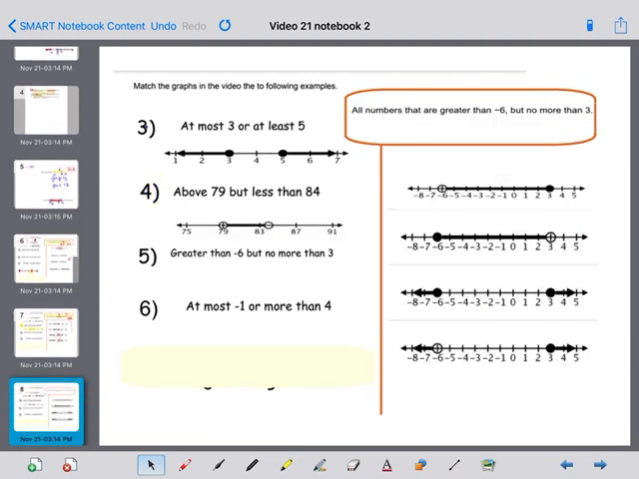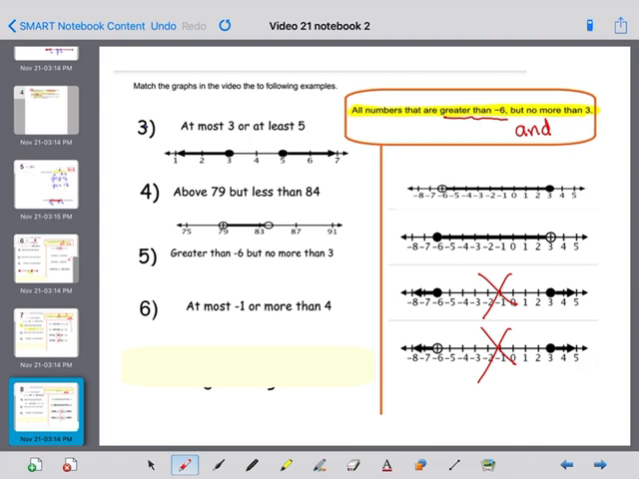All right, 2 more. All numbers that are greater than -6, but no more than 3. And here too, we don't have the word or, so we know this is going to be an and, and we know we'll be shading in the middle. So we'll eliminate the last 2. I love being able to eliminate solutions.